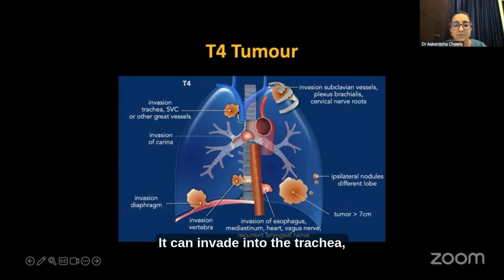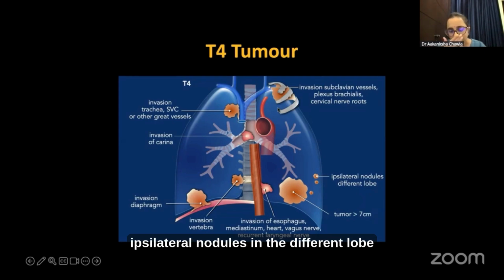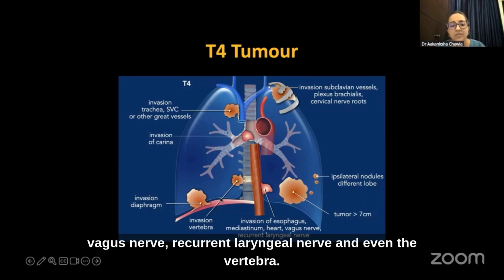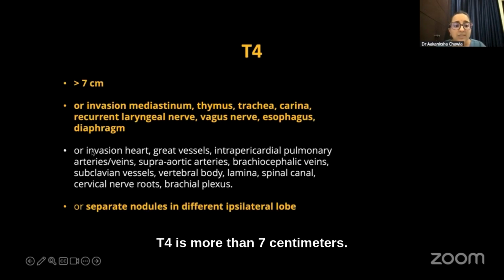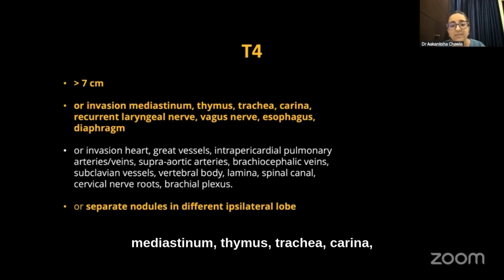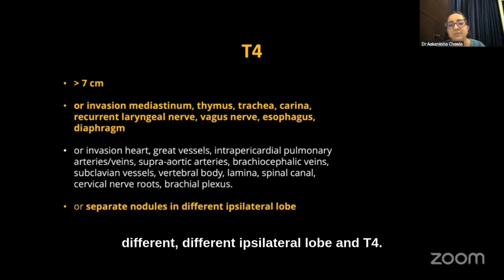Now T4 is your tumor, which is more than 7 centimeters in size. It can invade into the trachea, the superior vena cava, the great vessels, invasion of carina, invasion of your diaphragm, invasion of subclavian vessels, plexus brachialis, cervical nerve roots, ipsilateral nodules in the different lobe. And it can also invade your esophagus, mediastinum, heart, vagus nerve, recurrent laryngeal nerve, and even the vertebra. So this is your T4. And T4 is more than 7 centimeters. Like I said, it invades various structures: mediastinum, thymus, trachea, carina, recurrent laryngeal nerve, vagus nerve, esophagus, diaphragm. And there are separate nodules in the different ipsilateral lobe in T4.